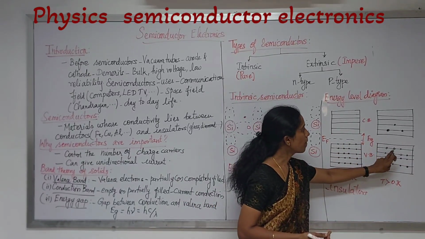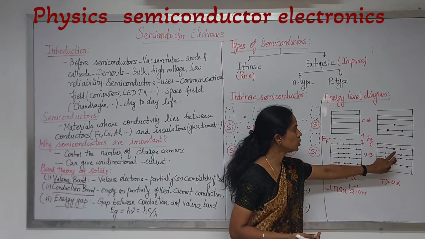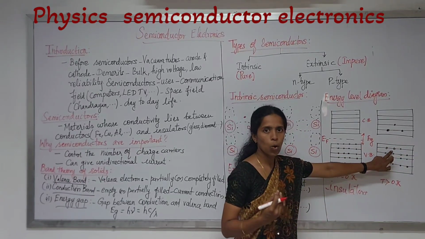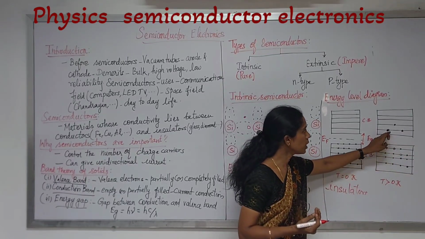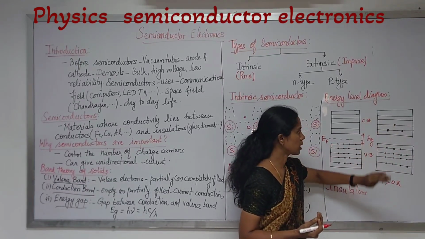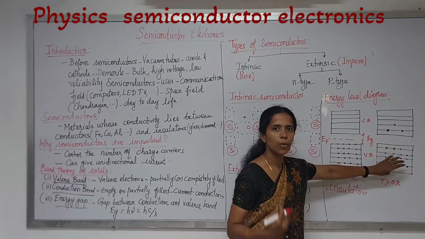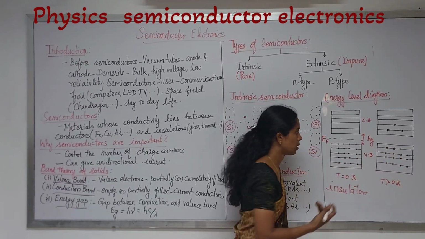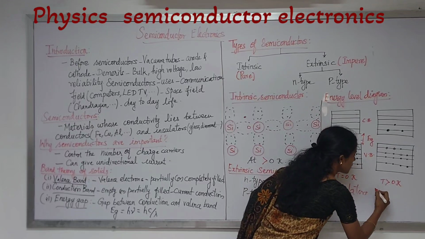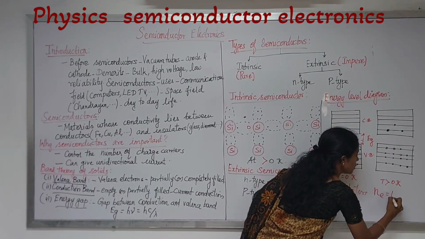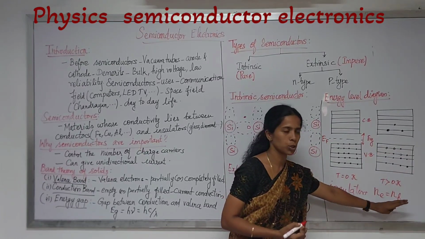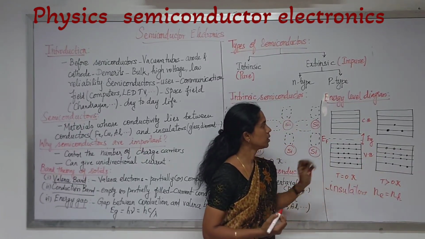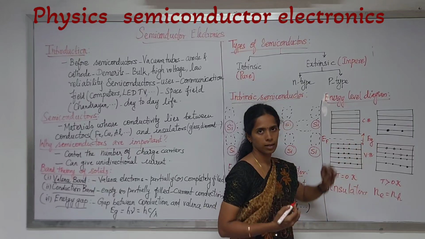Here the number of electrons is equal to the number of holes created. Holes are vacant places, or positive charge carriers. The number of electrons shifted to the conduction band equals the number of holes left in the valence band. So the concentration of electrons is equal to the concentration of holes created in the conduction and valence bands.